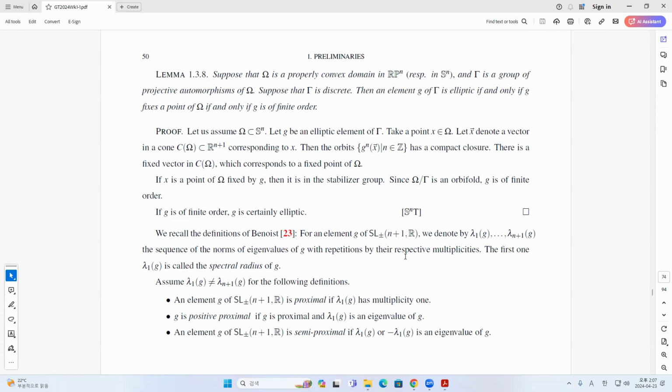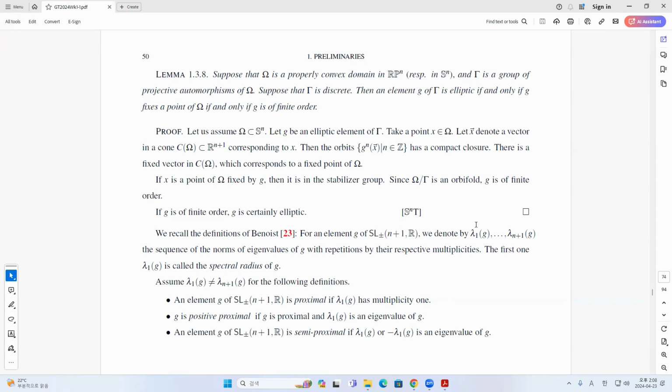So the fundamental definition of Benoist is that you take any element g and you write the sequence of norms of eigenvalues of g with repetition by respective multiplicity. This is non-increasing. Then lambda one is called the spectral radius, and if the first and the last are the same, then all of them have to be one because it's in SL(n,R). And the element is proximal if lambda one has multiplicity one.